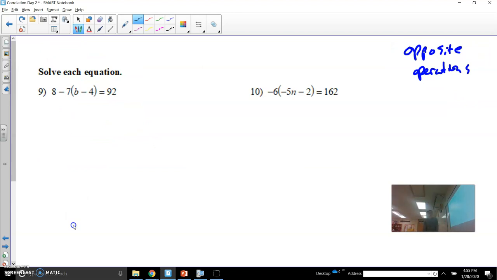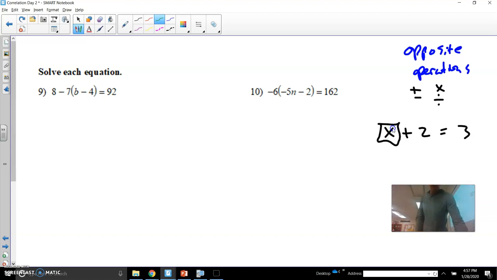So what I wrote over here is kind of hard to read. This says opposite operations. The opposite of adding would be subtracting, and the opposite of multiplication would be division. I want to talk about that for just a minute. Why are we using opposite operations when we're solving? Solving is basically your mission is to determine what number should replace the variable to make it true. So what number plus 2 is 3? Well, maybe you're thinking 1. 1 plus 2 is 3. And I would say, yeah, you're correct.